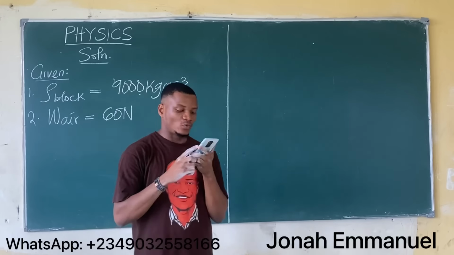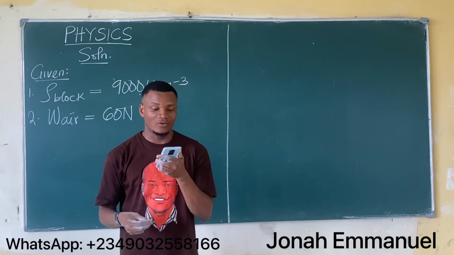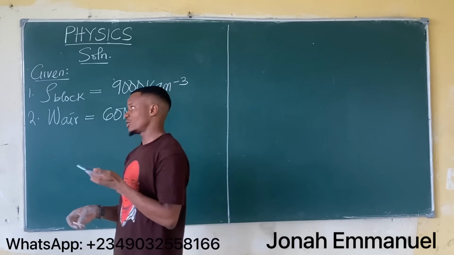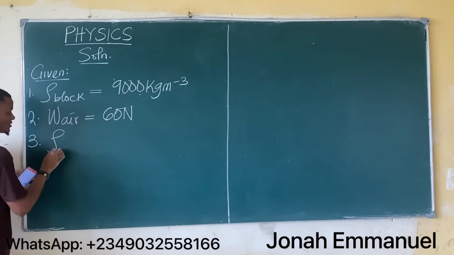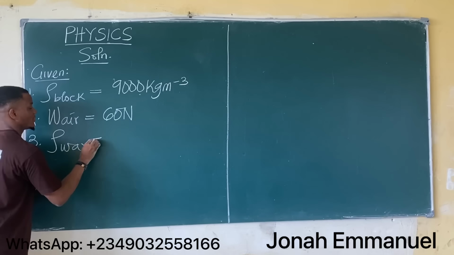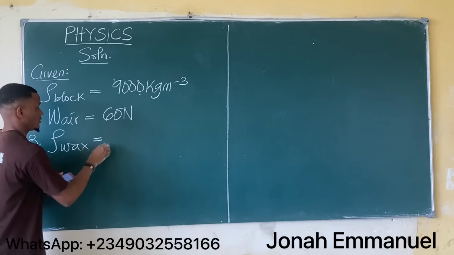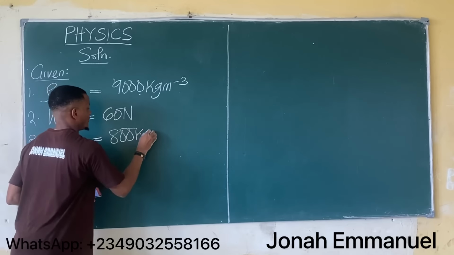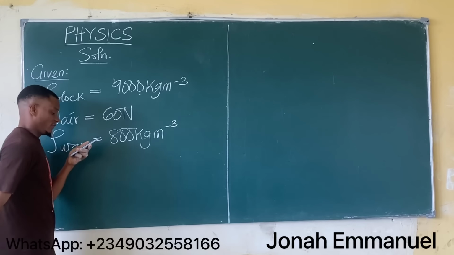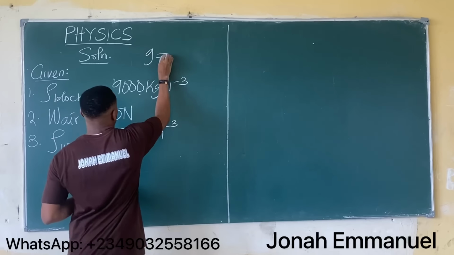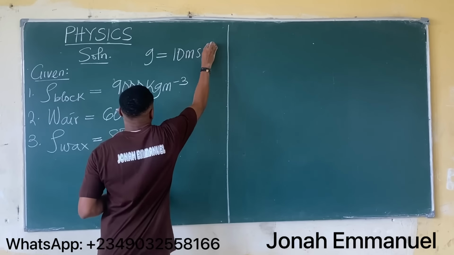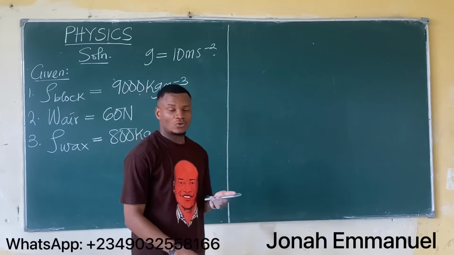Now it says find its weight when it is immersed in paraffin wax of density. So the third thing there is the density of paraffin wax. So let me just say density of wax is equal to 800 in kilogram per meter cube. Finally, they said you should take gravity g as 10 meters per second squared. Alright, so in this question, we are asked to find the weight in paraffin wax.